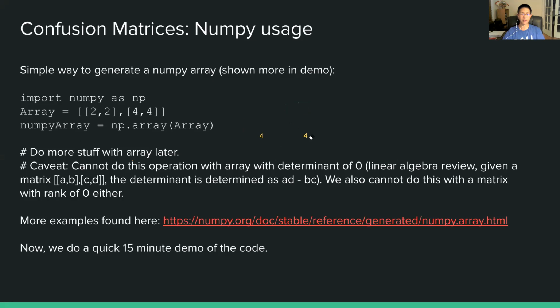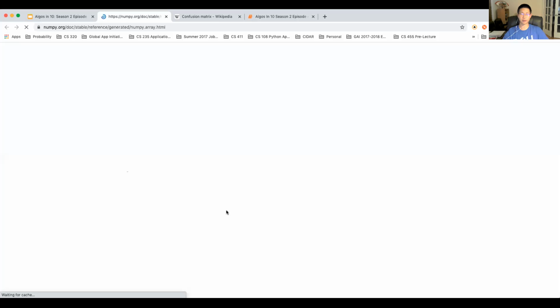Let me get rid of all this. And here is the example I found online from the numpy.org Python library. Also, we cannot do the basic determinant thing in regards to rank of 0 either. With the matrix of rank 0, we can also not determine np.array for that. So let me just quickly look over NumPy here.